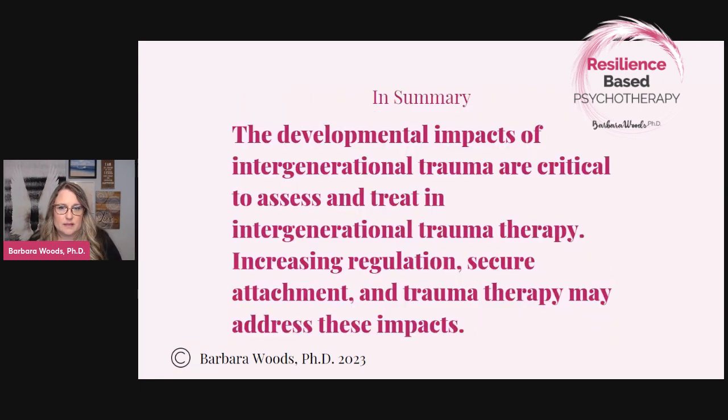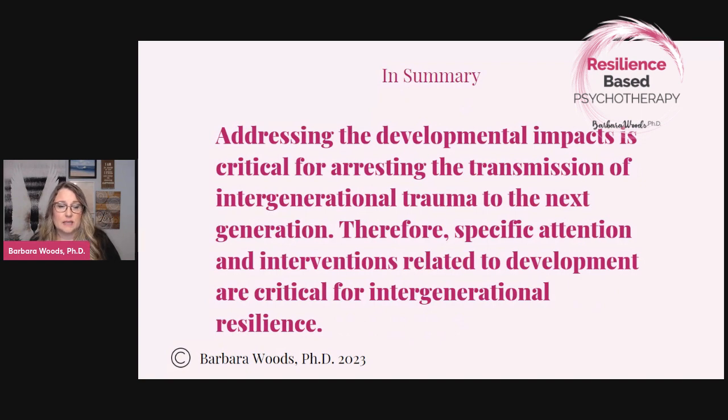So in summary, the developmental impacts of intergenerational trauma are critical to assess and treat in the therapy that you're doing with impacted families. So it's increasing regulation, secure attachment, and trauma therapy that may address these impacts. And addressing these developmental impacts is critical for arresting the transmission of intergenerational trauma to the next generation. So we have to be very specific in our attention and interventions related to development because they're critical for intergenerational resilience.